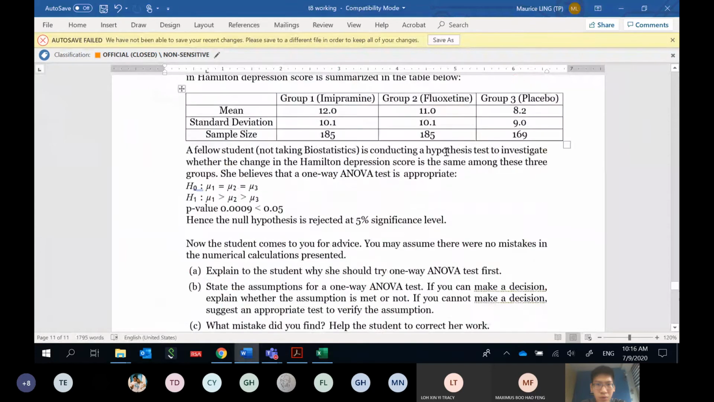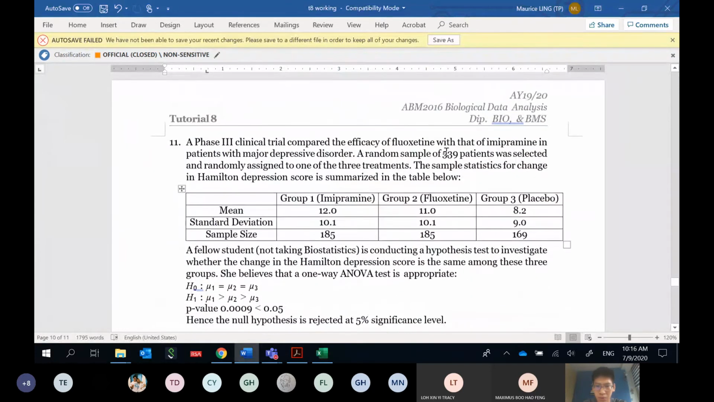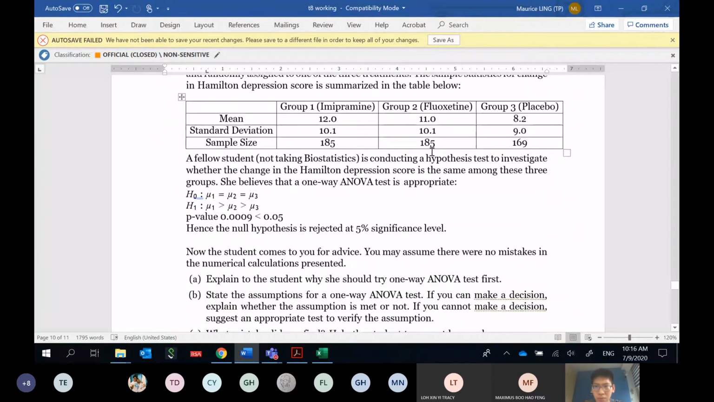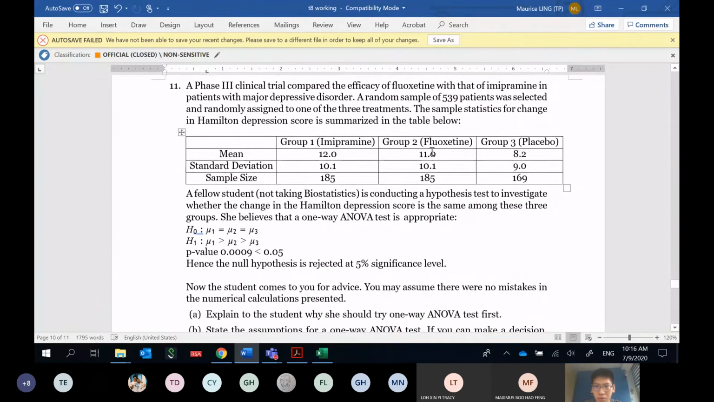Okay, before we go to the next one, Maximus, Zul. Okay, Zul. Question 11 for you. Zul, are you there? Okay, we'll skip Zul then. Akil?